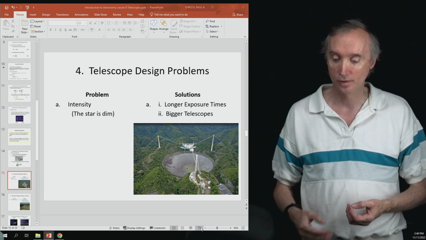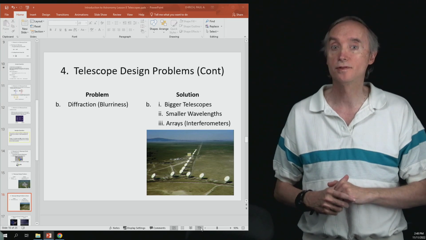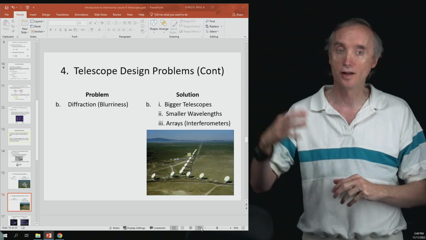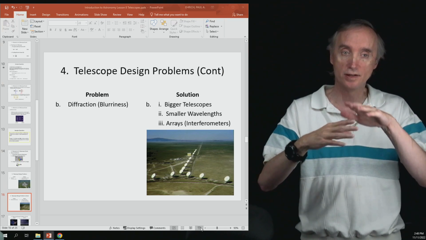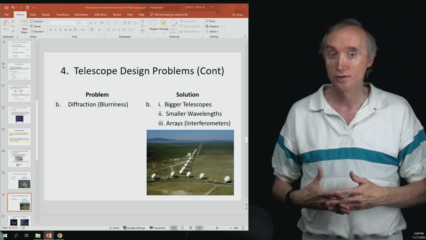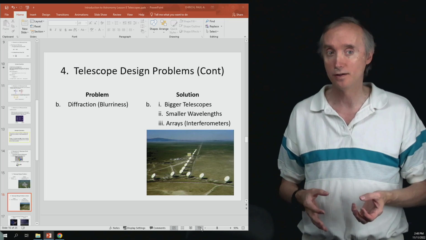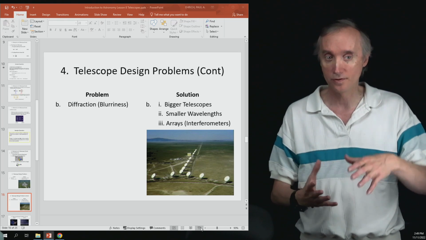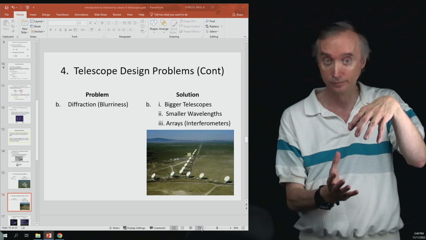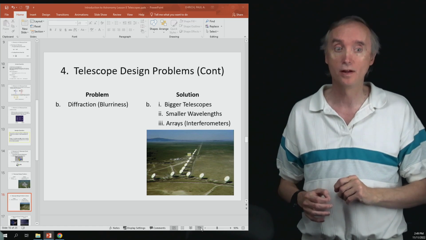Okay, another problem with telescopes we said was diffraction. We don't like diffraction. When light comes down the barrel, it spreads out and then it makes the stars look blurry. So one solution is bigger is better. So have bigger telescopes. The bigger the size of the telescope opening, the less diffraction you're going to have. We can use smaller wavelengths of light.